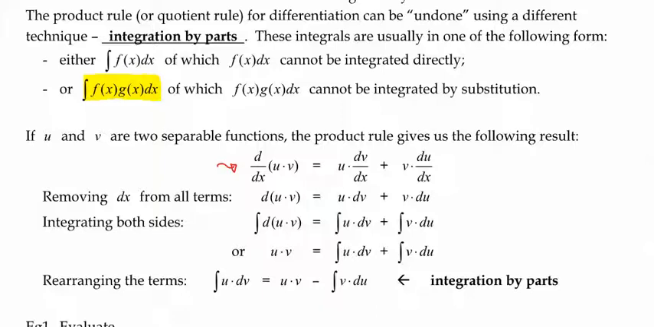A few classes ago, when we were trying to differentiate something that involved a product, we differentiated one part at a time. We cannot differentiate both the first part and the second part altogether. We need to differentiate one part at a time. So in this example, I've differentiated the second part first and then the first part of the expression.